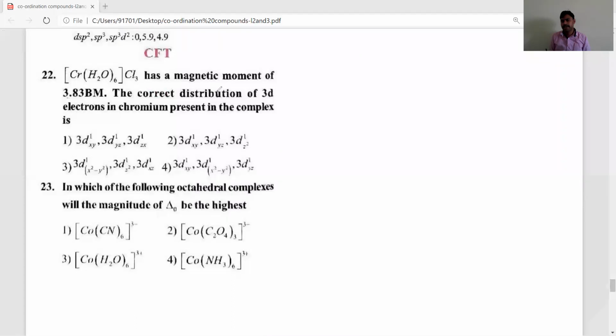[Cr(H2O)6]Cl3 has a magnetic moment of 3.83 Bohr magnetons. They asked the correct distribution of electrons in the chromium complex. Let's see question 22. It is very clear. [Cr(H2O)6]Cl3: the chromium oxidation state is +3 and H2O is a weak field ligand. So with weak field ligands present, the electrons in chromium 3+ are distributed according to Hund's rule. Chromium 3+ means 3d3, so one electron each, and the remaining two d orbitals are vacant.